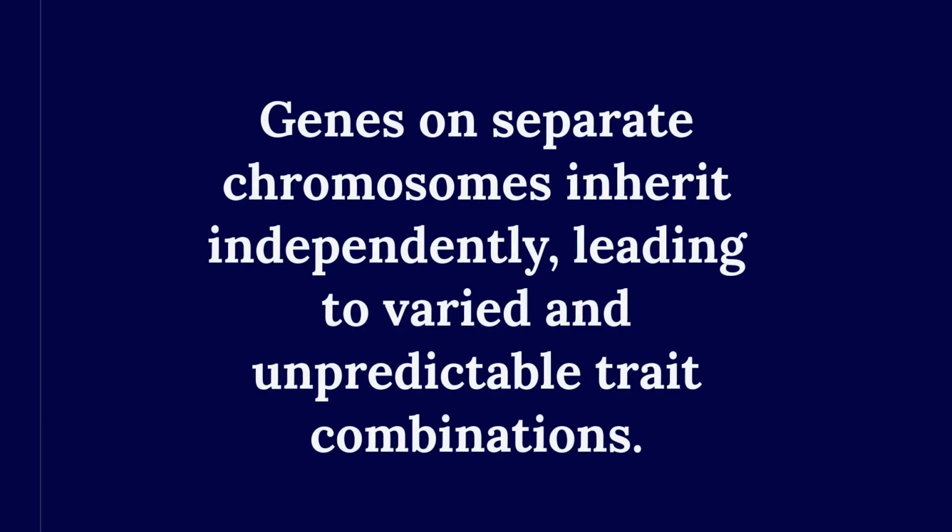Genes on different chromosomes inherit independently. This leads to varied and unpredictable trait combinations. Genes close together tend to inherit together. This concept is known as gene linkage. Independent assortment is vital for genetic diversity.